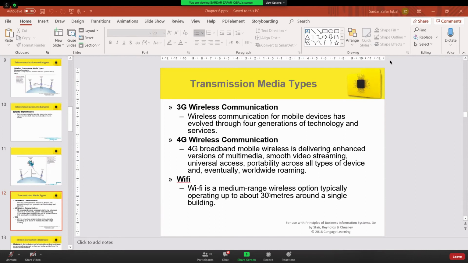Wi-Fi is a medium range wireless option, typically operating up to 30 meters around a single building. Every office has this device, even homes have this device. In our college, every faculty member has this device in a room to strengthen the signals, to make the signal strong. So there are many devices and technologies available nowadays.